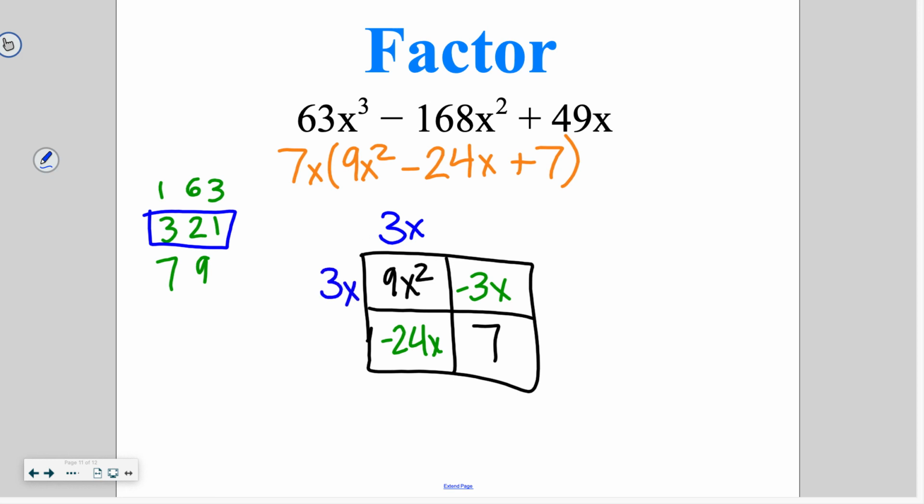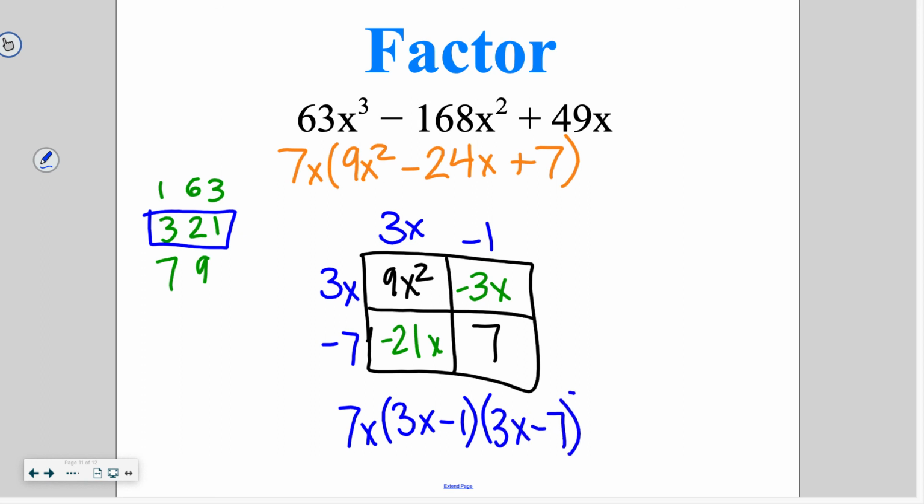To get from 3x, that should be a negative 21, not a negative 24. We have the 21 over here, the 24 is in the middle. So to get from 3x to negative 21x, I need a negative 7. To get from 3x to negative 3x, I need a negative 1. Double check, negative 7 and negative 1 give me that positive 7. So my final factored form being 7x times 3x minus 1 times 3x minus 7.